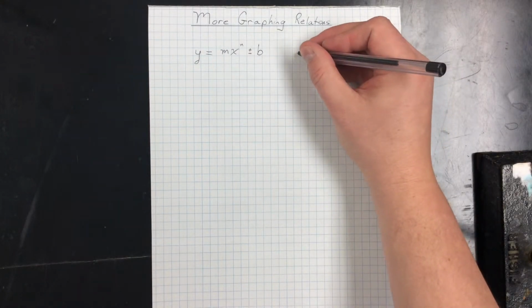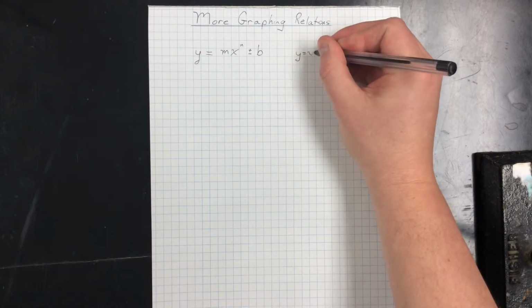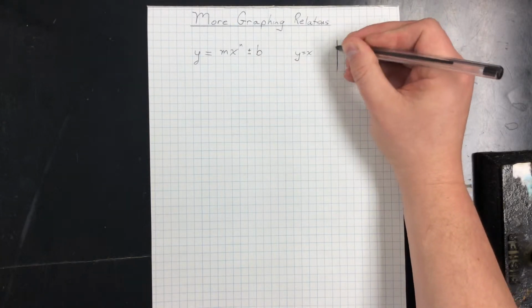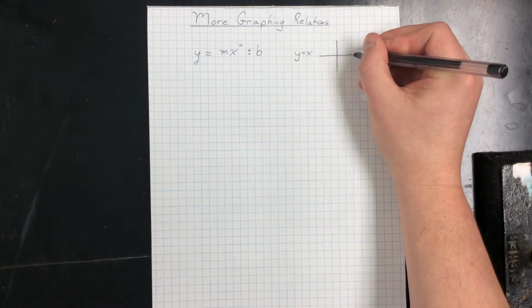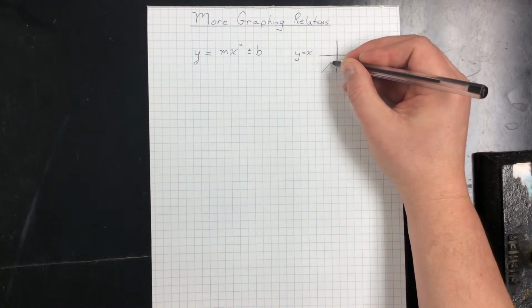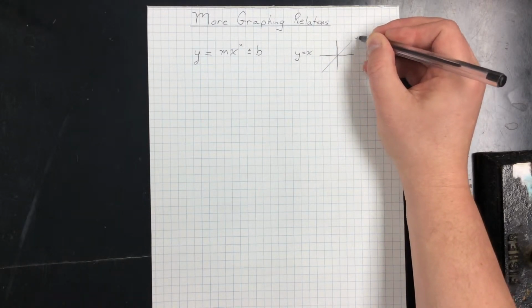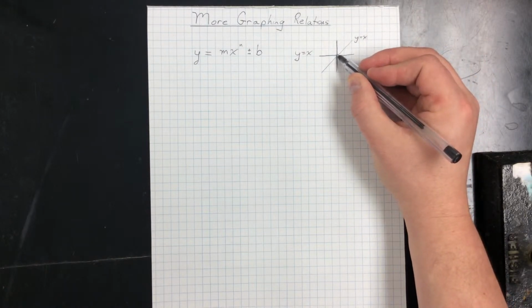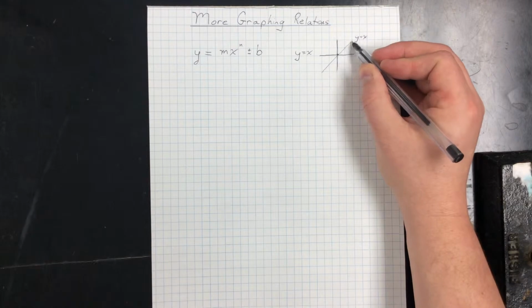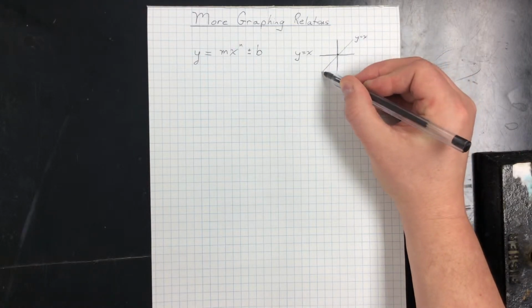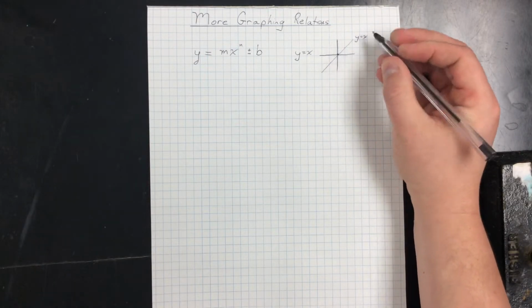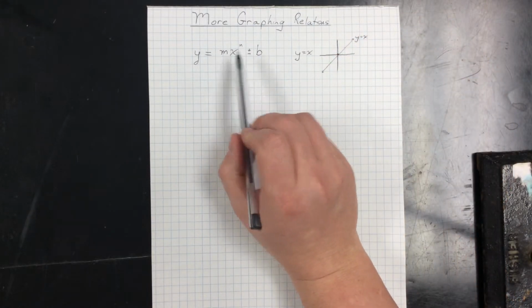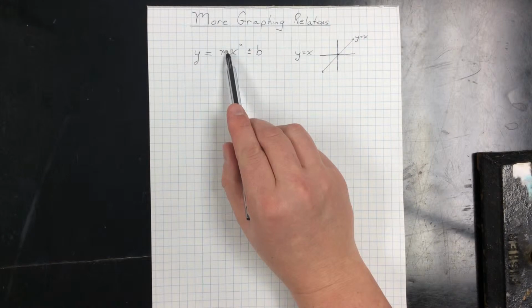If we just started with y is equal to x on a very simple graph, it's going to look like that. It's going to cross the origin, 0 and 0. It's going to be 1 and 1, 2 and 2, -1 and -1, -2 and -2. It's going to continue on like that. That's your simplest graph. That's kind of your control.